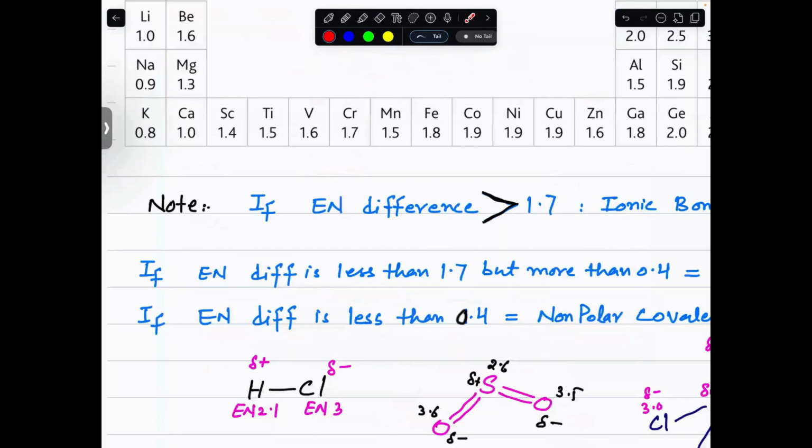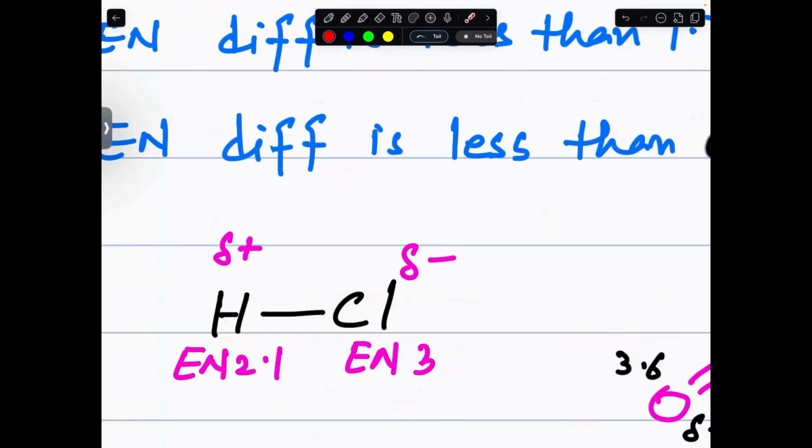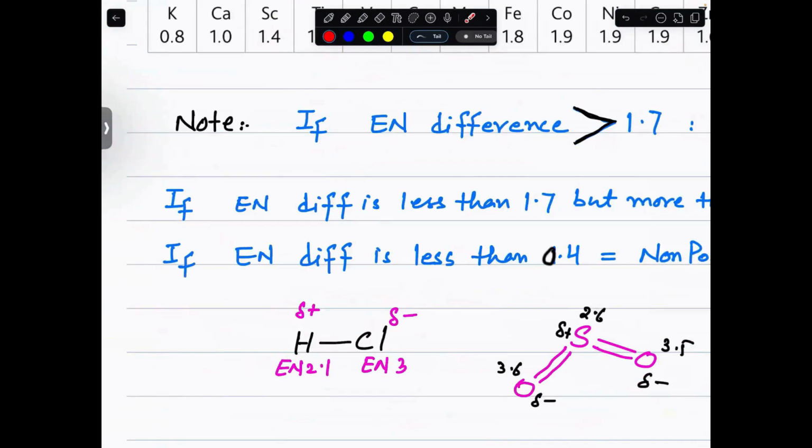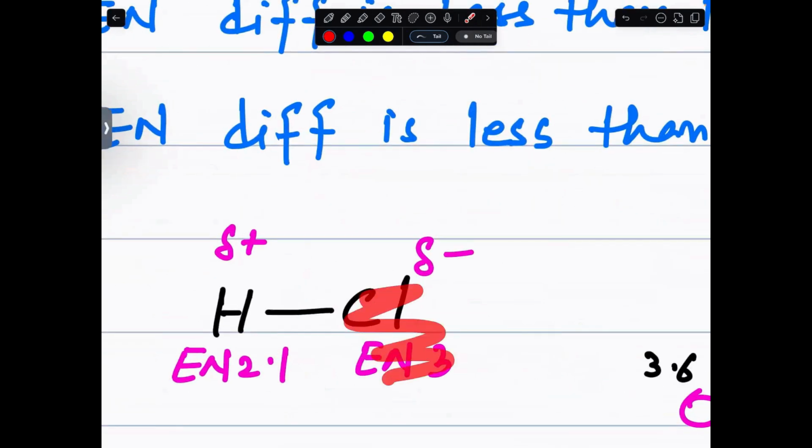Look, what is the electronegativity of chlorine? 3, and this is 2.1. So how much is the difference? The chlorine is more electronegative. Sorry, 0.9. 2.1 and 3. The difference is 0.9.